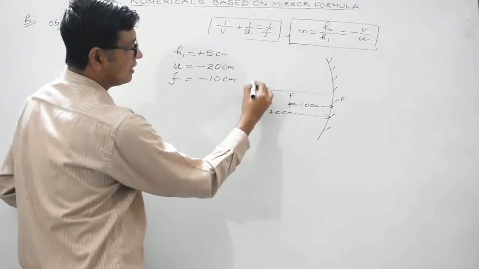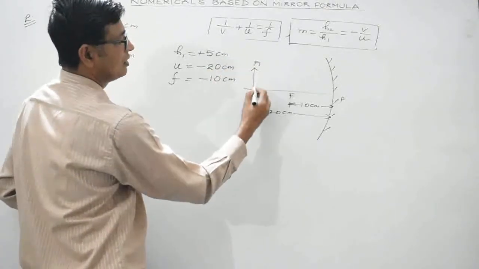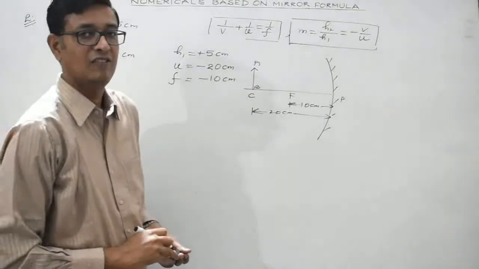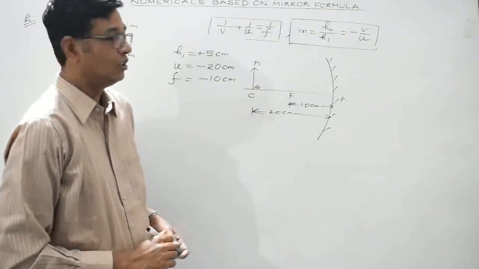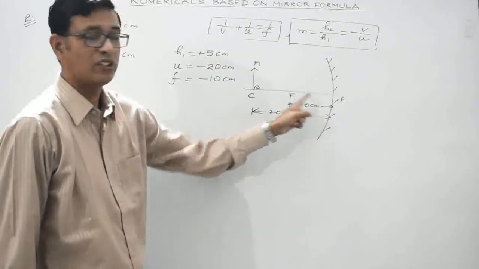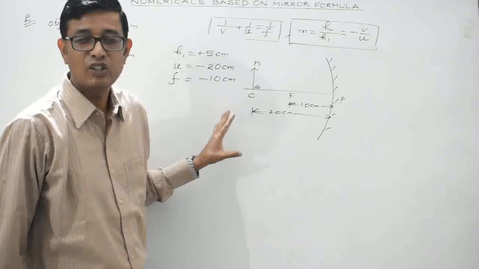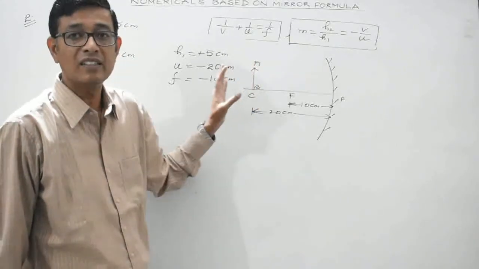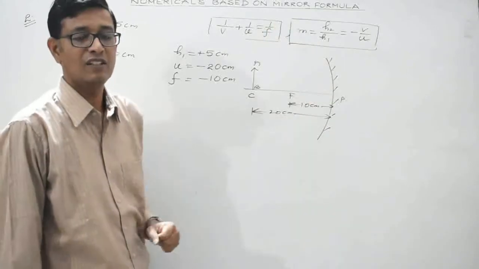So the object is placed exactly at C. This is the point to be noted. Object is placed exactly at C. Right? Object is placed at a distance of 20 centimeter. 20 centimeter is also equal to the radius of curvature. So this is the case where the object is placed at the center of curvature of the concave mirror.